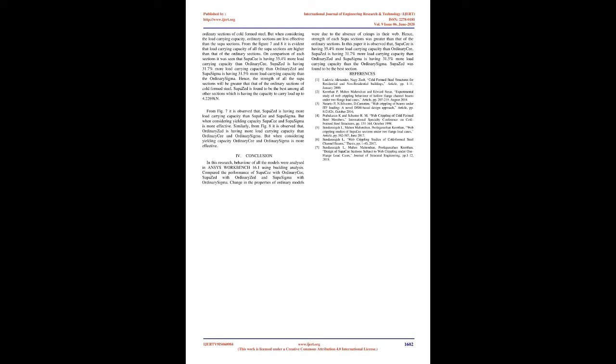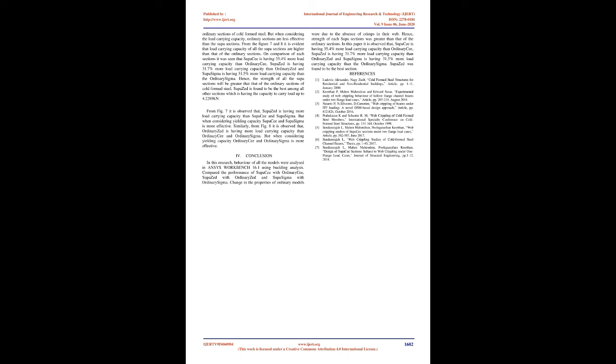On comparison of each section it was seen that Supa C has 35.4% more load carrying capacity than ordinary C, Supa Z has 31.7% more load carrying capacity than ordinary Z and Supa sigma has 31.5% more load carrying capacity than ordinary sigma. Hence, the strength of all the Supa sections is greater than that of the ordinary sections of cold-formed steel. Supa Z is found to be the best among all other sections, with the capacity to carry load up to 4.2269 kN. From Fig 7 it is observed that Supa Z has more load carrying capacity than Supa C and Supa sigma.